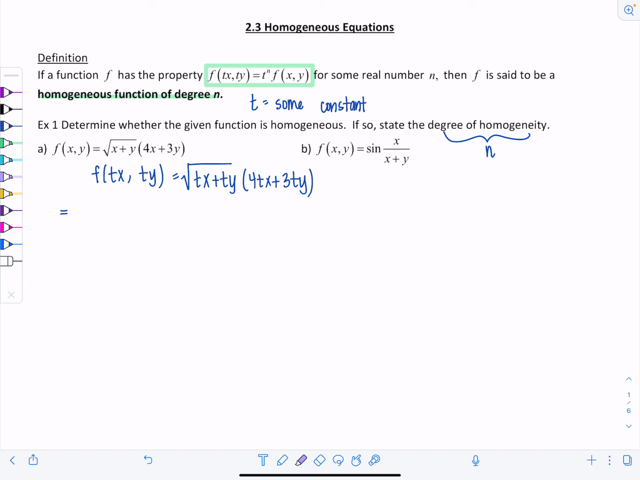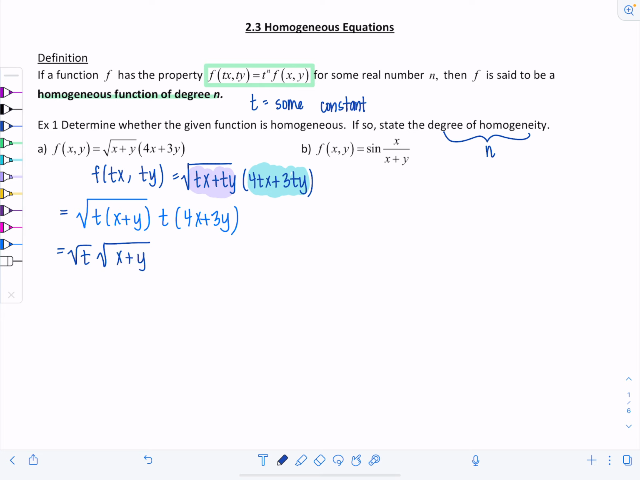Look here at the radical. I can factor a t out from both of the terms. So let's go ahead and do that. So I have t times x plus y all underneath the radical. And then I can do the same thing over here, factoring out a t. And then I'll be left with 4x plus 3y again. Okay. And then I can break up the radical. So now I have the square root of t times the square root of x plus y, times t times 4x plus 3y.